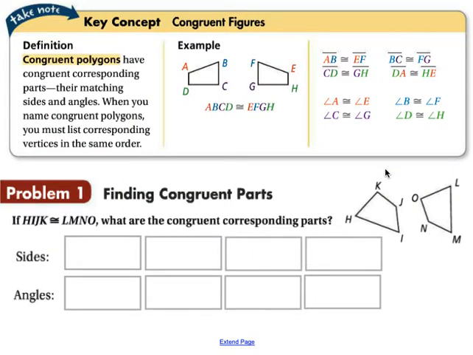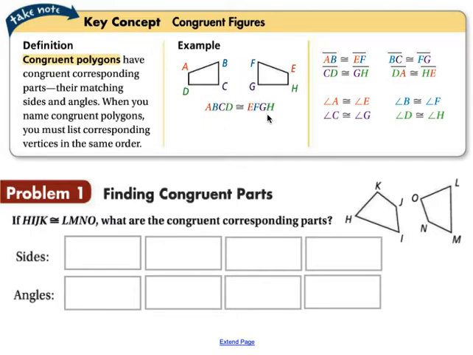So our definition of congruent polygons is that they have congruent corresponding parts. Now their corresponding parts are the matching sides and angles. For example, angle B would correspond to angle F in this quadrilateral. Angle A corresponds to E, D corresponds to H, and C corresponds to G.